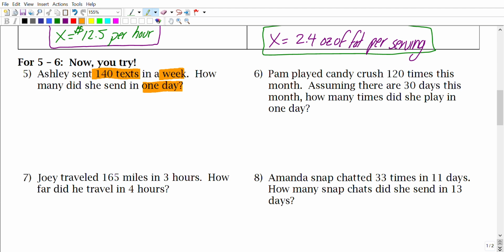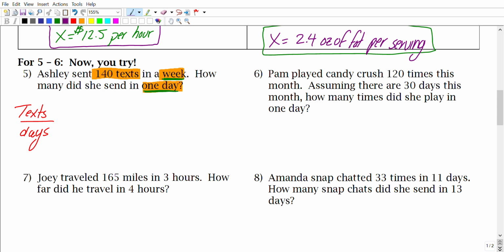Now we have to be careful here, guys. We are looking to see how much she sent in one day. But the original unit we were given was weeks. So how do we turn that into days? Well, there's how many days in a week? There's 7 days. Okay, so when we first write our two things that we're comparing, texts over, and because our final answer has to be in days, I'm going to put this as days.